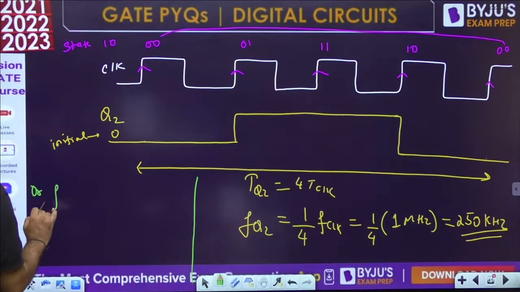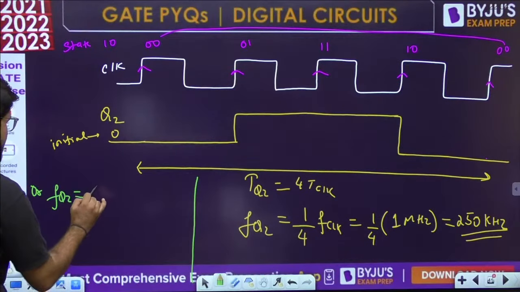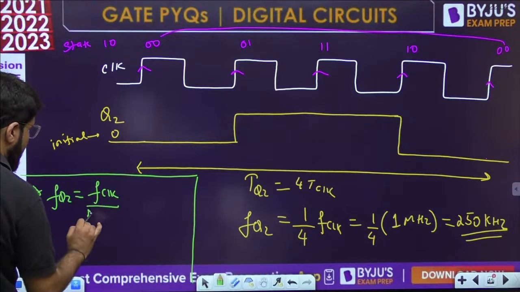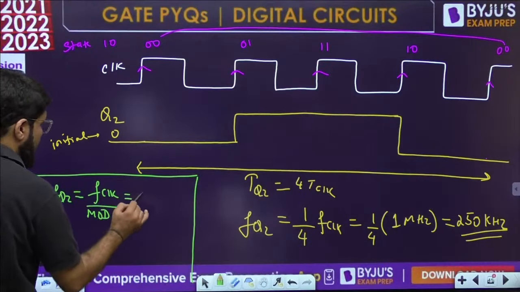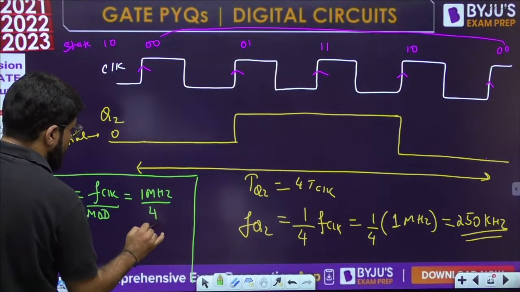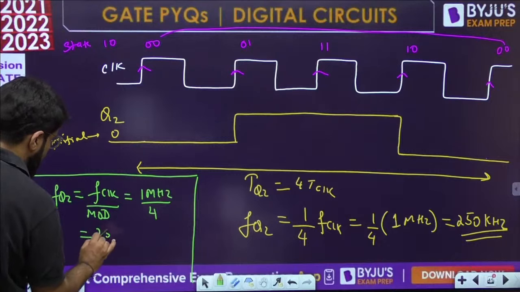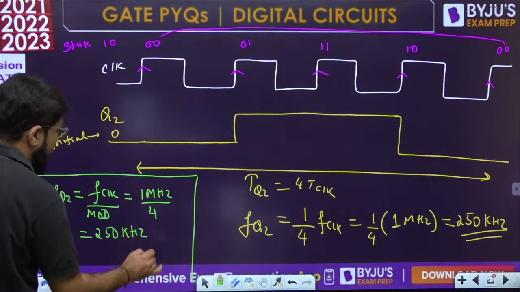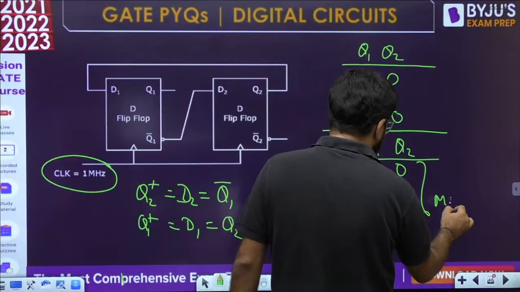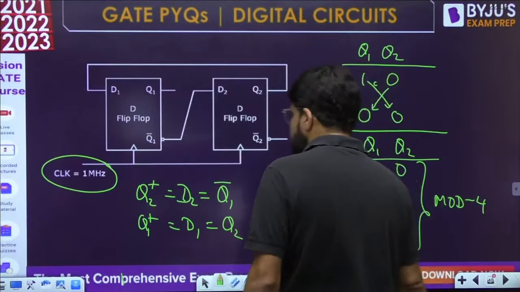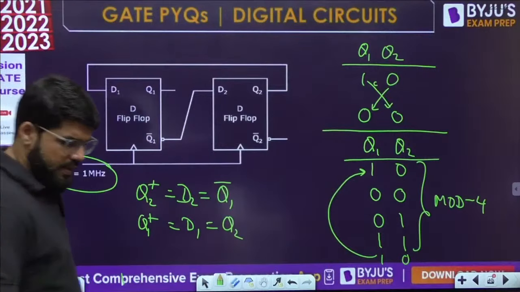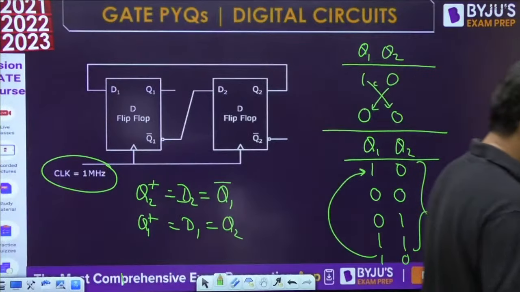Or you can say that the frequency at Q2 is the clock frequency divided by the mod number. The clock frequency is 1 MHz and the mod number is 4, since it has a total of 4 states, so that is how it is 250. You need not draw the timings there because there are 4 unique states. So it is a mod 4 device. Clear everybody? It is known as the mod 4 device.